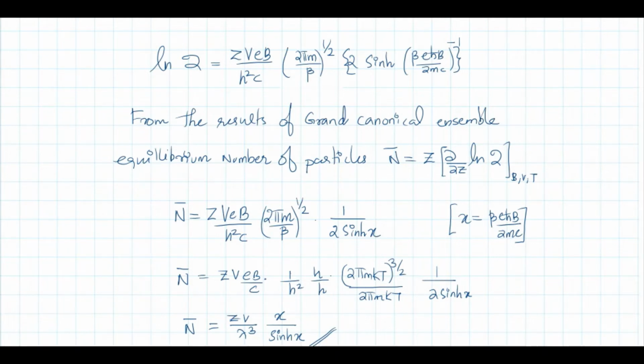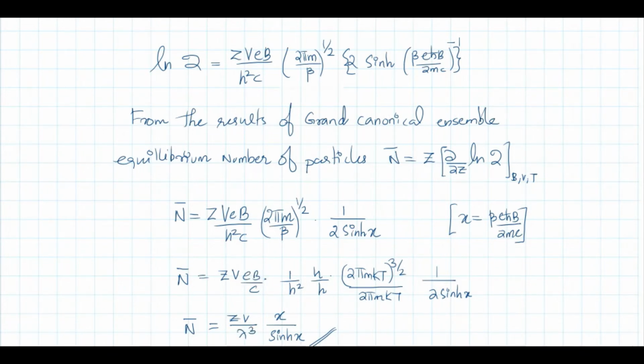Then multiply numerator and denominator with an h. Already z Veb by c is there, 1 by h square is there. Then 2 pi m, 1 by beta is kt, so 2 pi m kt. Instead of half, I write it as 3 by 2, so I have to divide it with the 2 pi m kt into 1 by 2 sinh x. Now this h square into h becomes h cube. H cube divided by 2 pi m kt raised to 3 by 2 is nothing but lambda cube, where lambda is the thermal de Broglie wavelength.